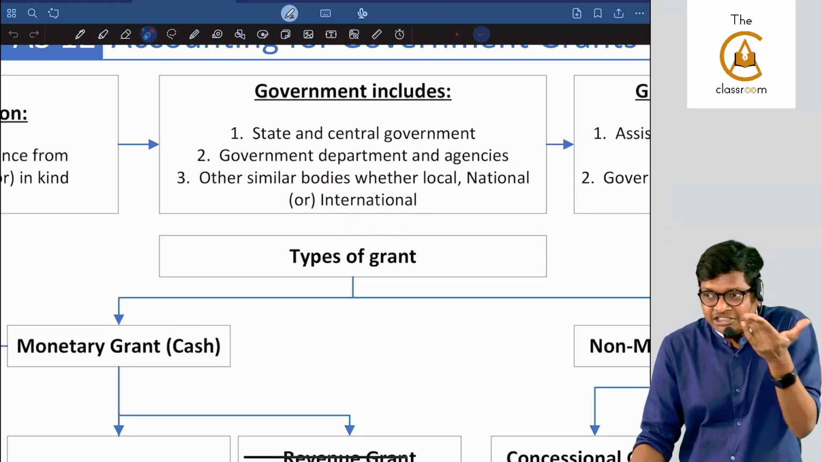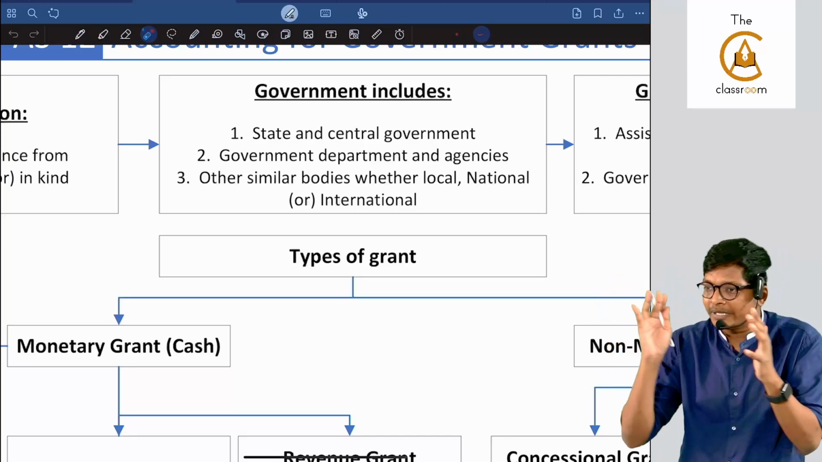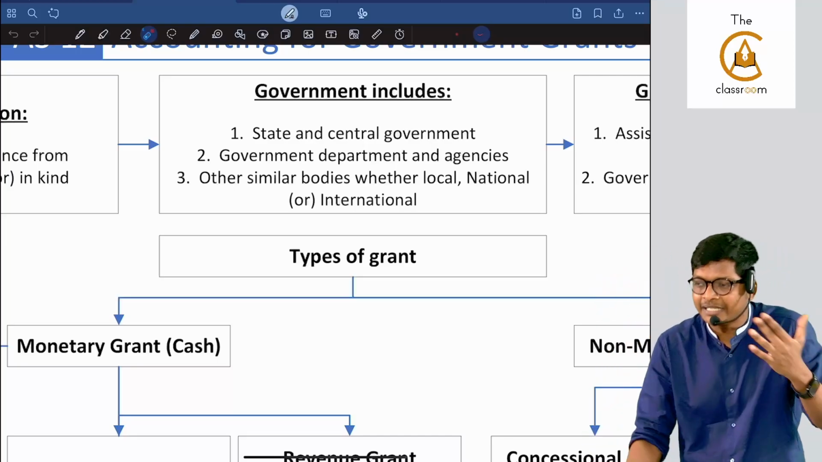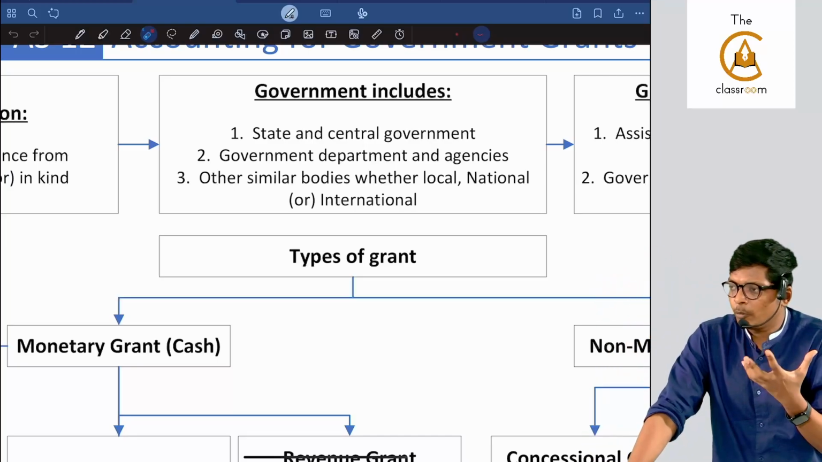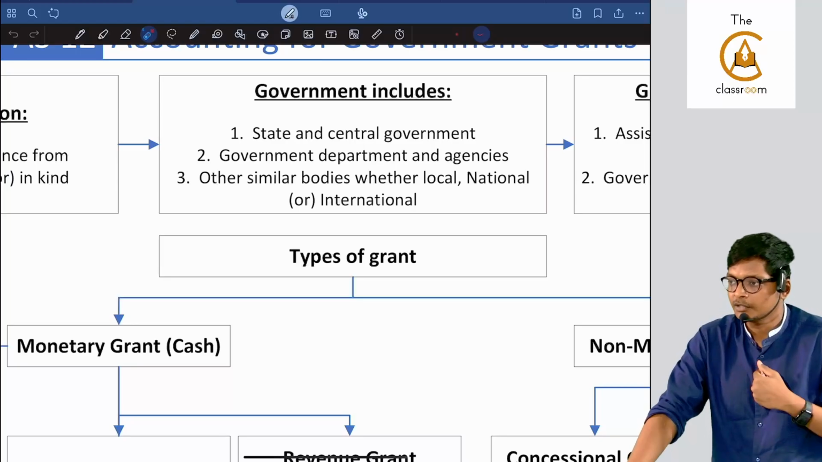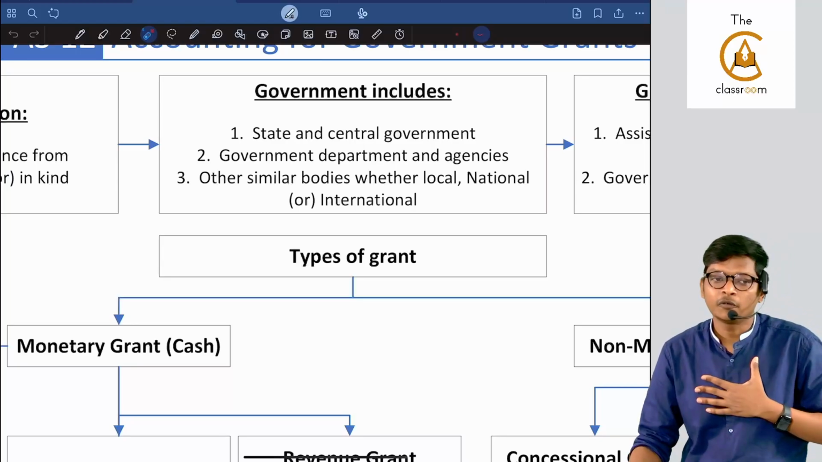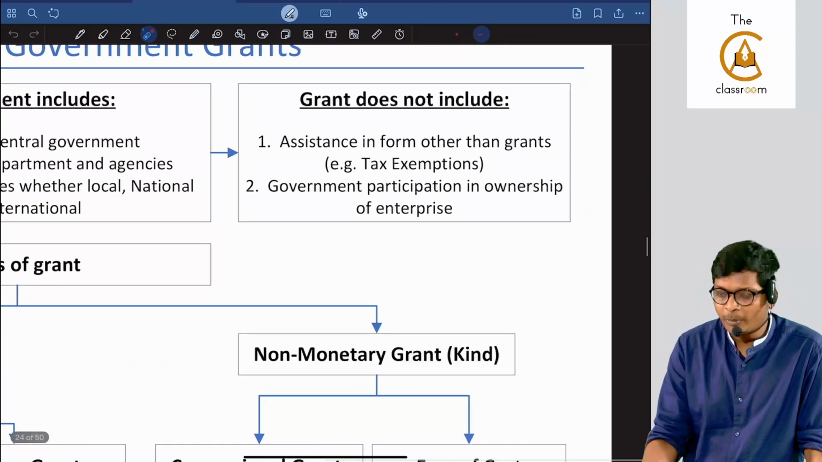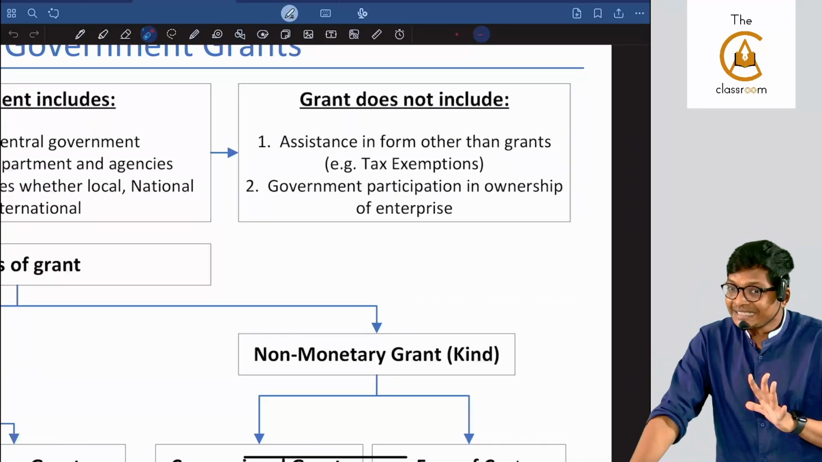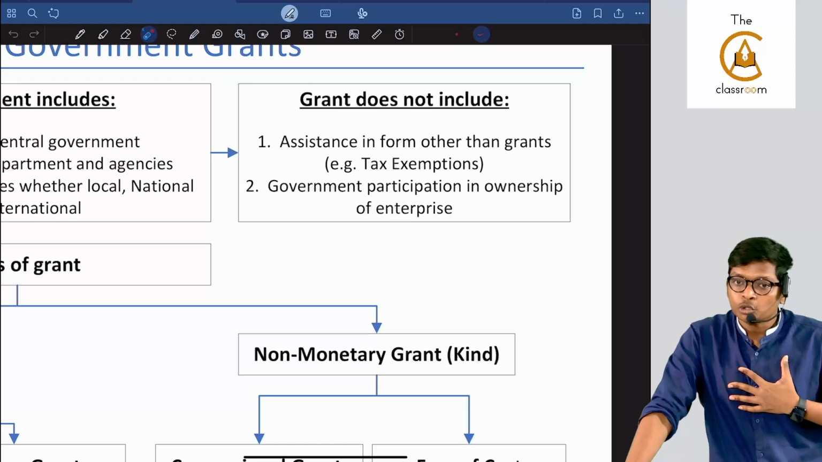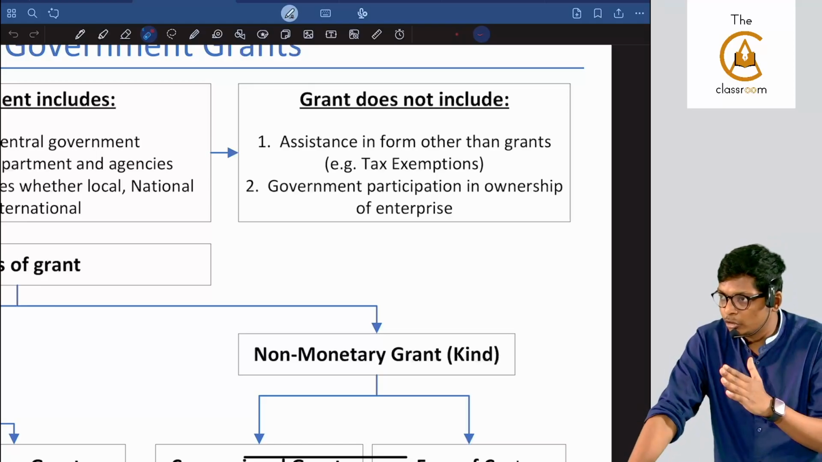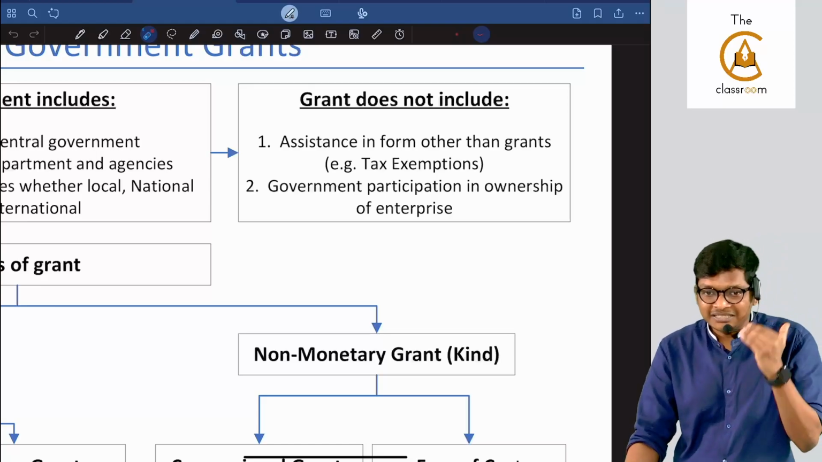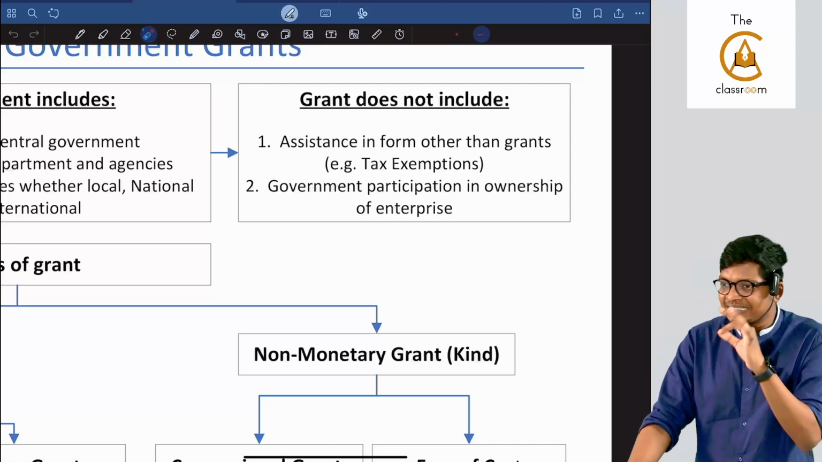Even international bodies, like central and state government, government departments and agencies of that country, will be considered as government for this standard. For this standard. Are you following, guys? Okay. Is this clear? Okay, next. Then they're saying what the definition doesn't include. Two things. Income tax, where you get exemptions. So many exemptions are given, like for a company also. For example, a startup gets 3 years of income tax exemption.